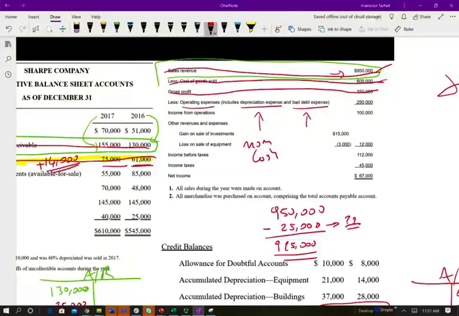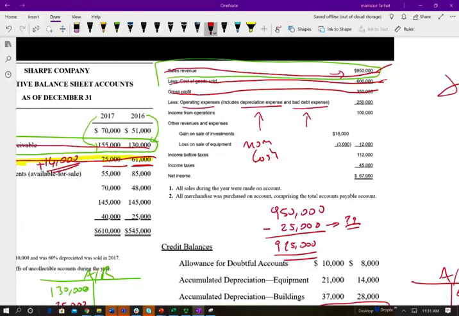Well, what do I have to do? It means cash paid to operate the business is not really 250. Accrual is 250, but the cash paid to operate the business should be less than 250 because what's included in this account is two numbers that are non-cash.